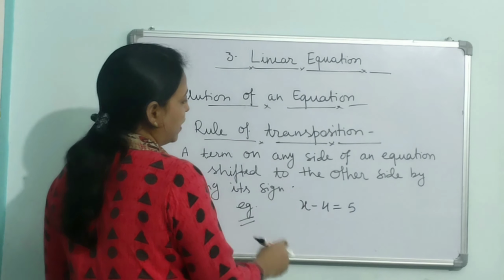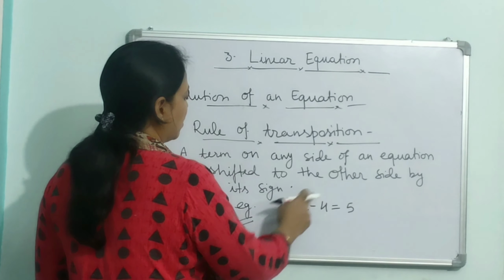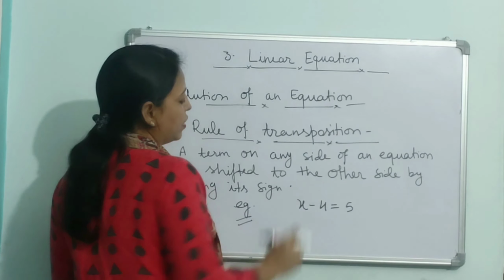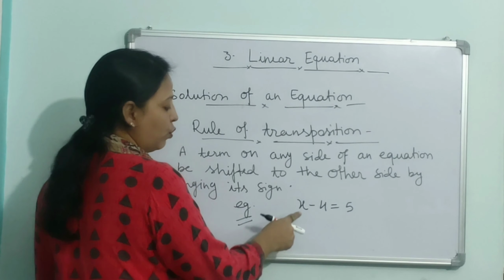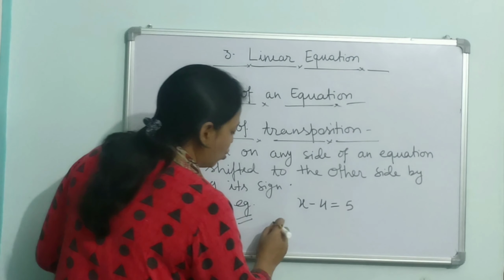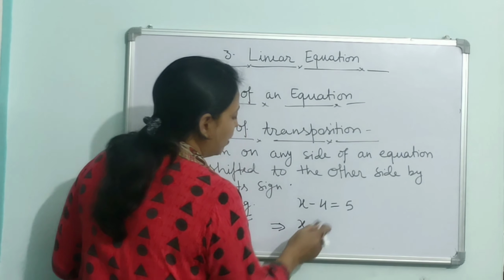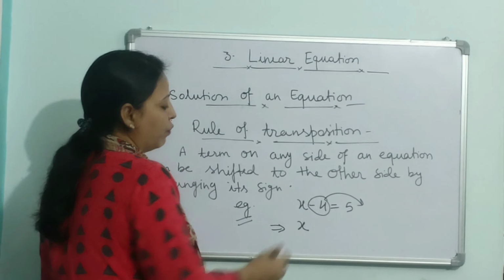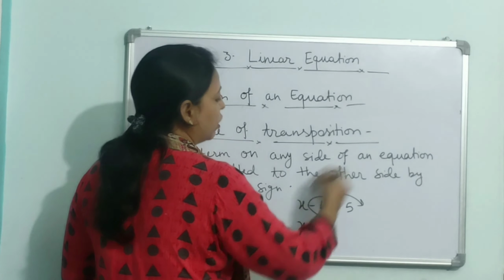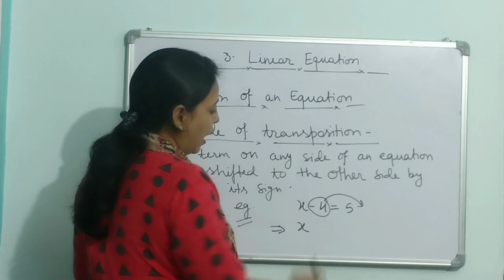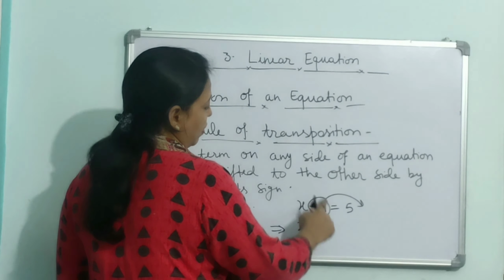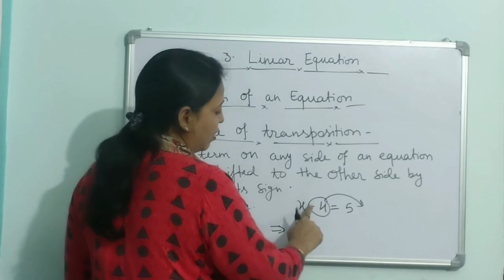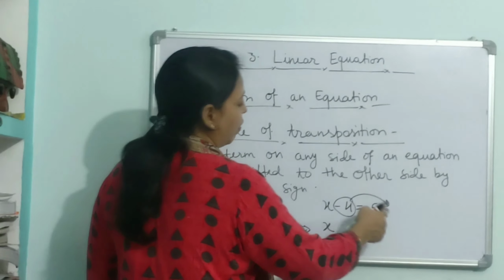Here it is written that in this equation any term can be shifted to the other side by changing its sign. We have to find the value of x. So to find the value of x, we will shift this minus 4 to the right hand side. When we shift any term to the other side, its sign is changed. If it is minus, then it will become plus here.